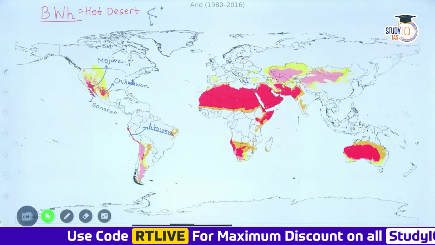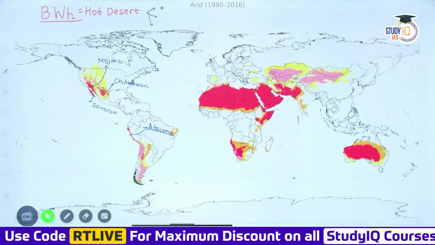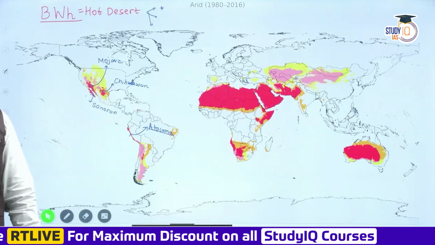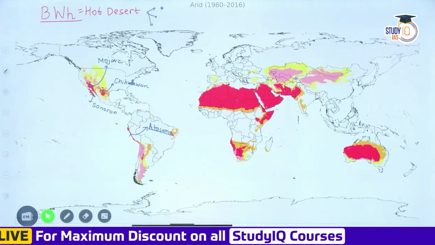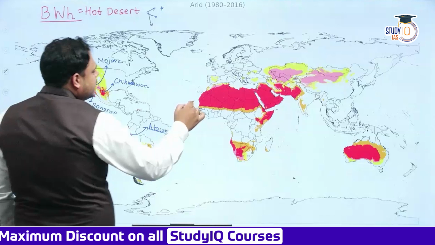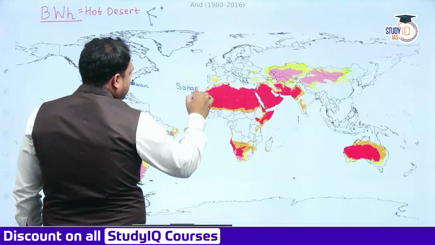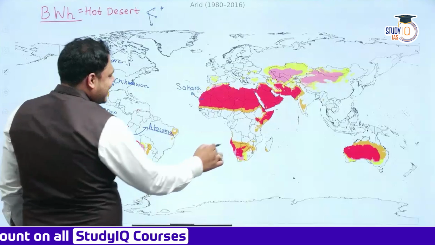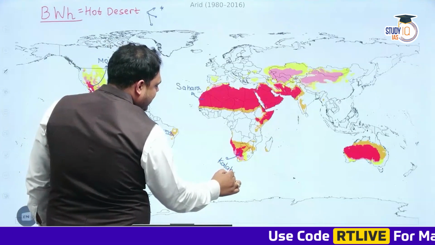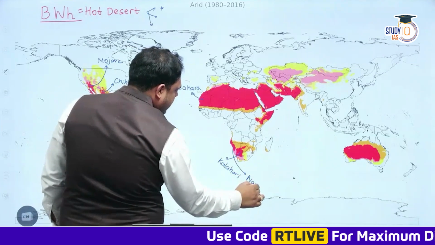Which winds? Not westerlies, man, trade winds. Don't go ahead at the last, man, don't break my heart. Okay, I will talk about it. Take no tension. This is Sahara. Whose? This is Kalahari, and this is Namib.